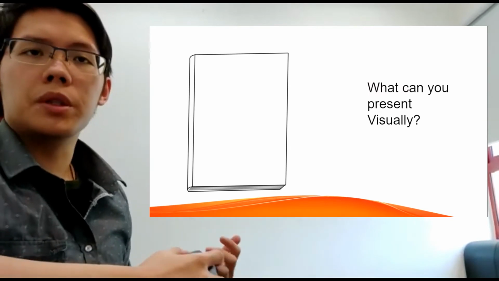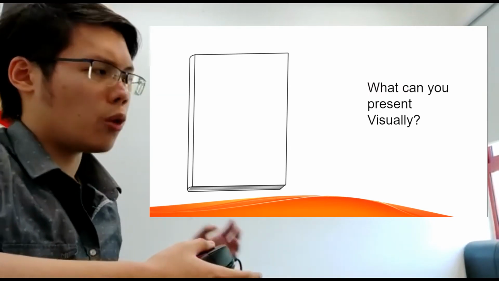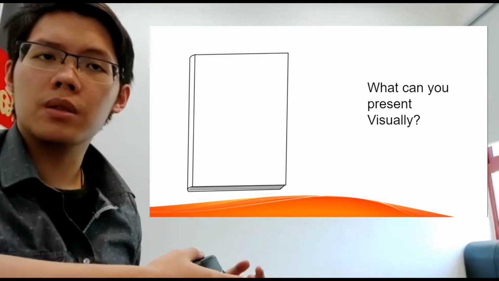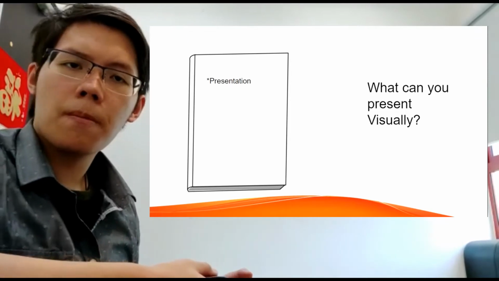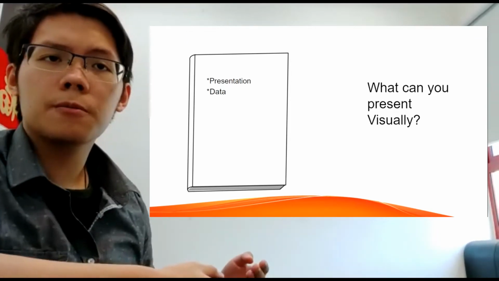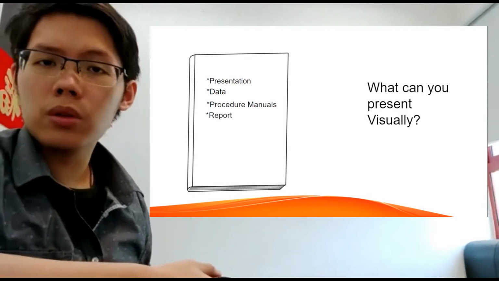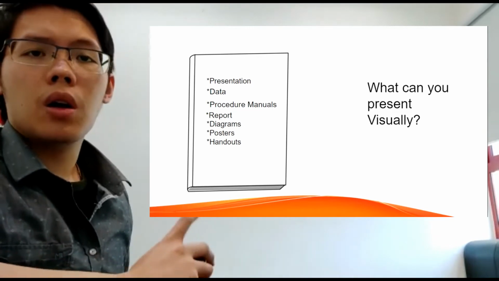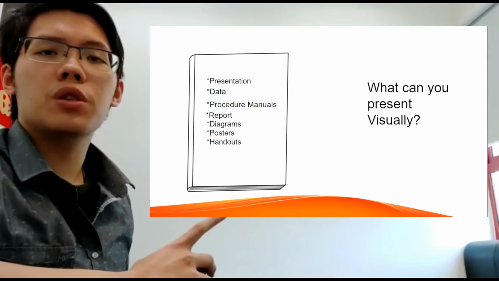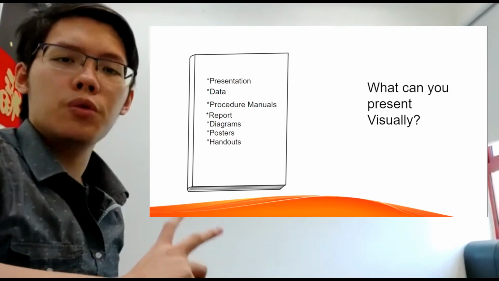So what can we present visually? There are some ways to convey and present information through visual content, such as presentation, data, procedure manual, we can do report, diagram, and many more. And all of this can be used to visually convey and send information to viewers through visual content.